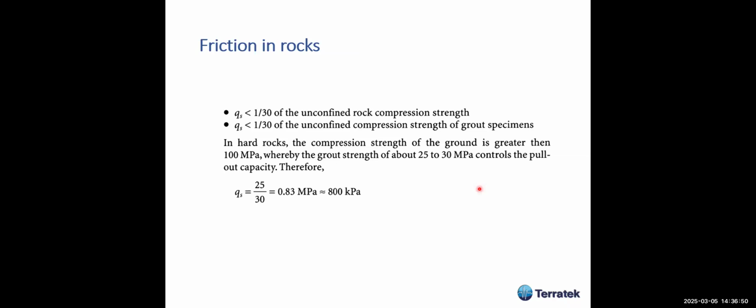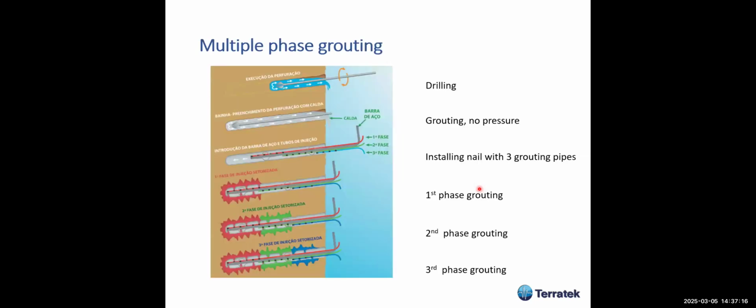The other correlation which I came across, not a correlation, a prescription, is friction in rocks, which is what I use. Usually, if I have hard rocks, which most of my time I have dealt with hard rocks, I use a maximum of 800 kPa of friction, soil nail friction, and these also work hard.